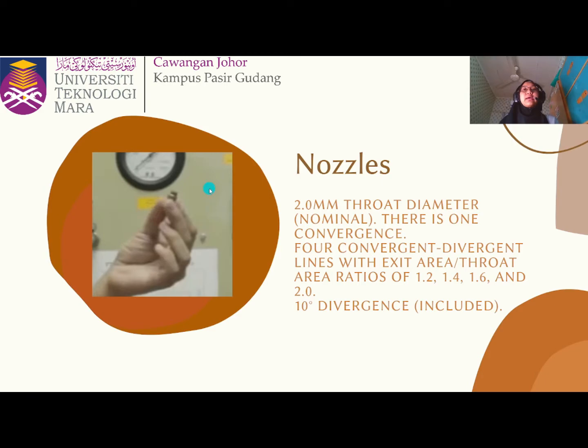Nozzle. The throat diameter of the nozzle is nominally 2.0 millimeter. There is one convergent and 4 convergent divergent lines with exit area to throat area ratios of 1.2, 1.4, 1.6 and 2.0. 10-degree divergence are included.